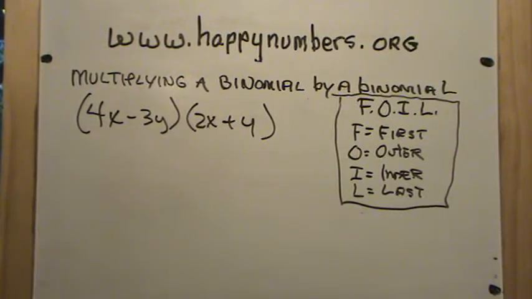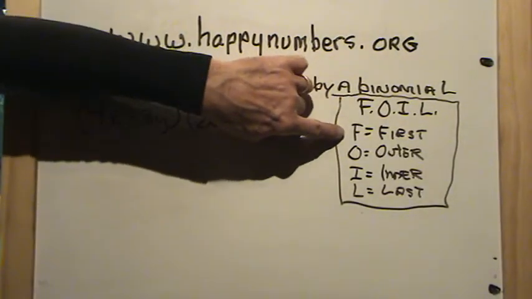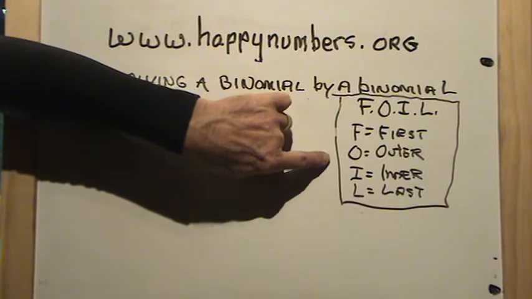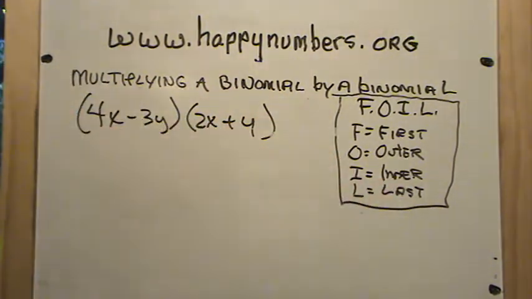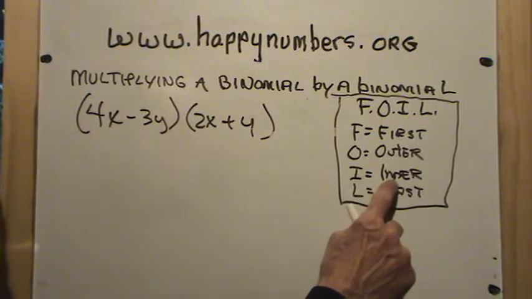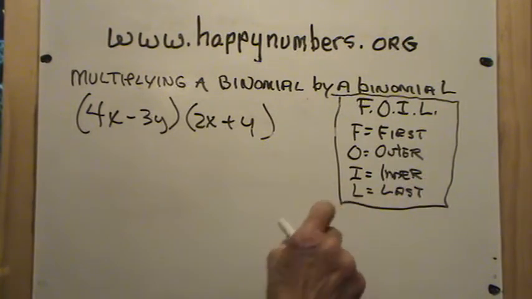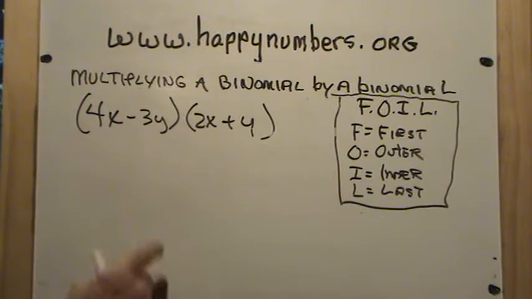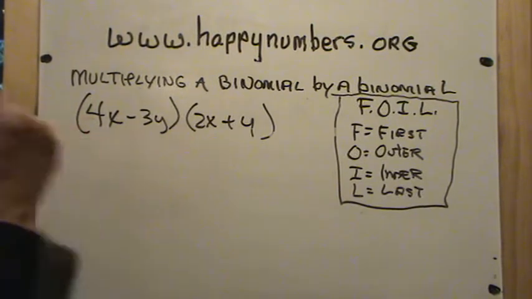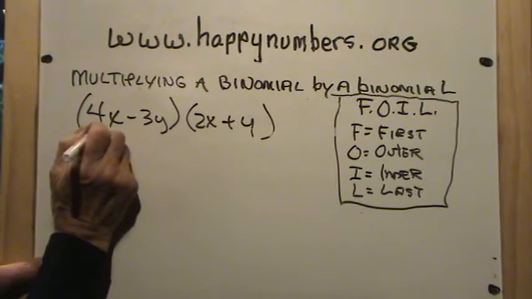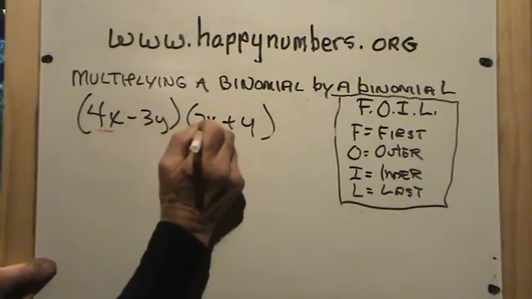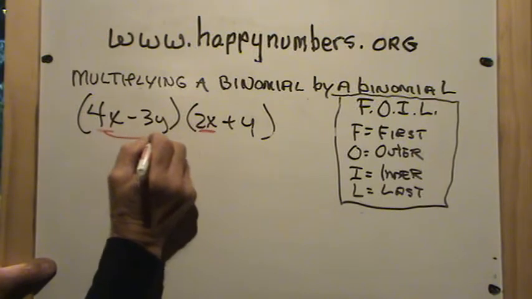We're going to use a system which is called the FOIL system. And FOIL stands for first, outer, inner, that's I-N-N-E-R, pardon my penmanship, it's very sloppy, and last. If we look at these binomials, the first term in each of them is this. That's the first, and that's the first. So that's the first term.